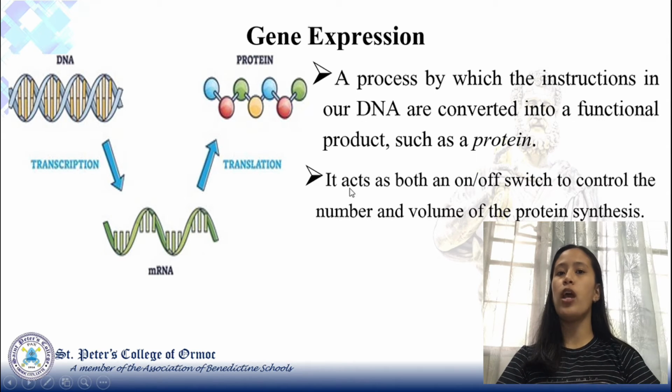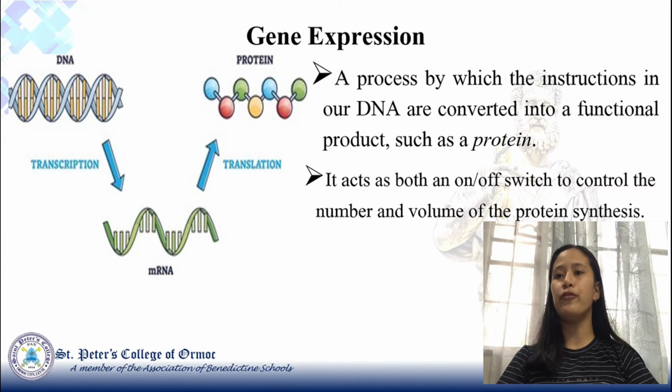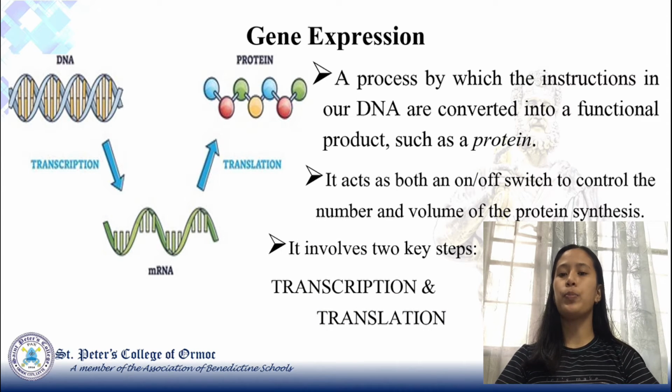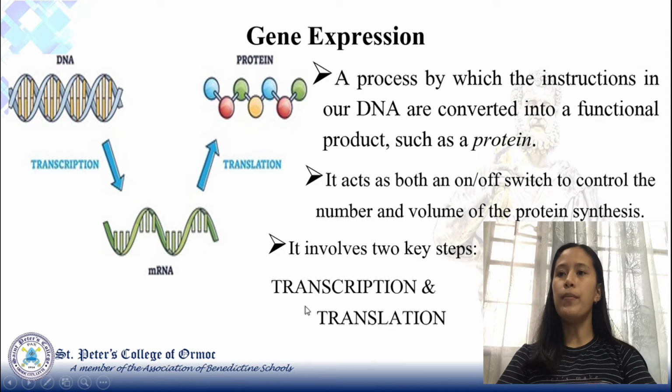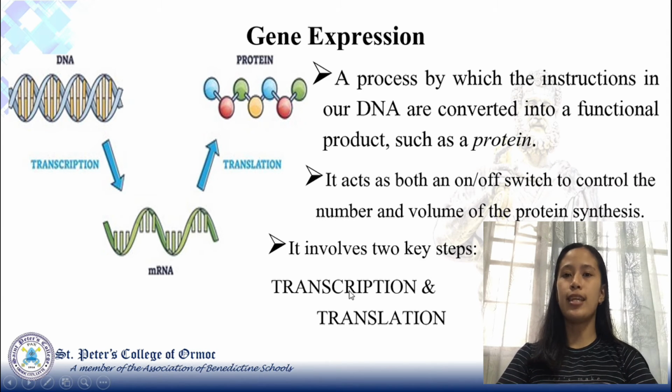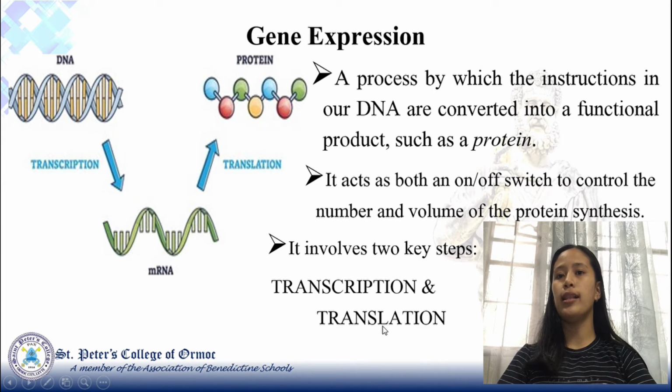However, this process is very important because it allows the cell to respond to its changing environment. It acts as both an on and off switch to control the amount of protein synthesis also. In other words, gene expression is tightly regulated. And lastly, it involves two key processes: transcription and translation. Remember that transcription comes before translation, as C comes before L in the alphabet.